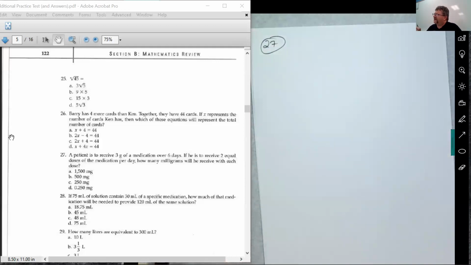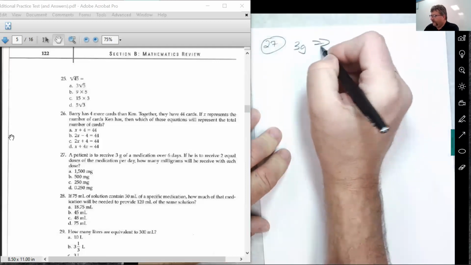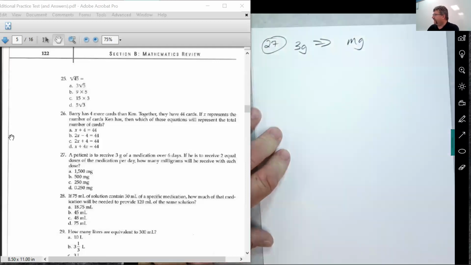And now I'm taking some medication scattered over a number of days, but I'm taking it multiple times per day. So we really got to stop and think what's going on here. So we need to receive 3 grams. Let's turn that into milligrams. Okay, how do we do that?